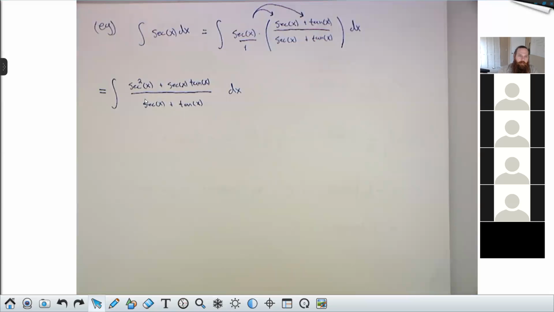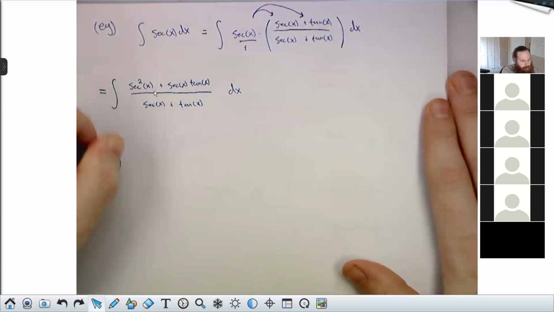What's the derivative of secant? Secant tangent. Yeah, the derivative of secant is secant tangent. And the derivative of tangent? Secant squared. Secant squared.